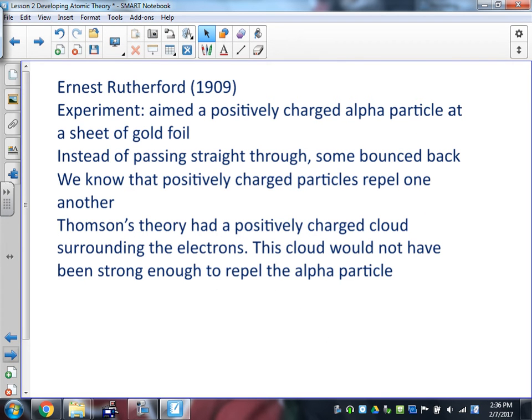Rutherford is 1909. His experiment, if you remember, we talked about this one earlier too, is where he takes the positively charged alpha particle and fires it at a sheet of gold foil. So if you want to summarize that: alpha particle shot at gold foil.